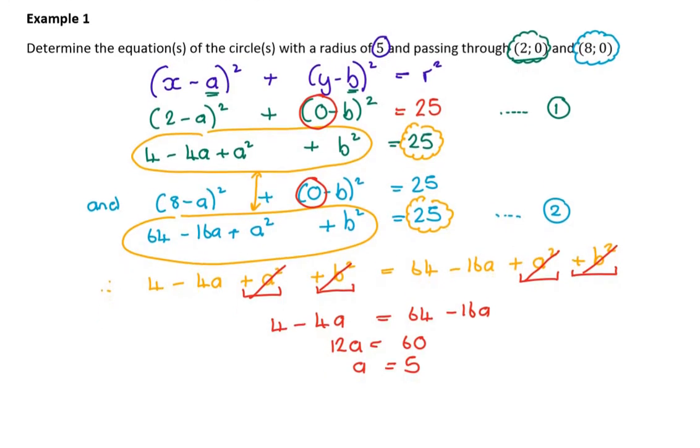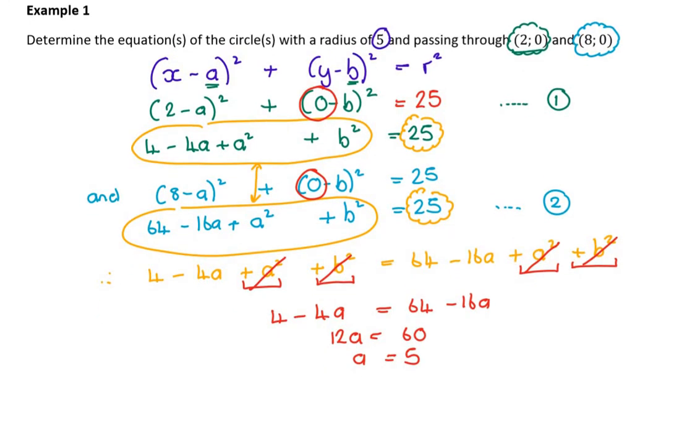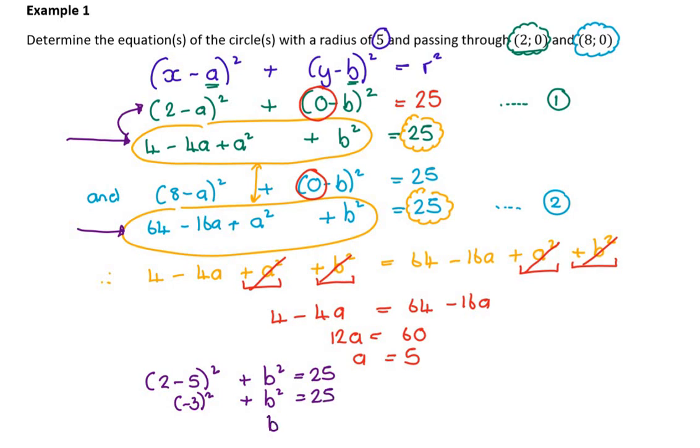Now that a is 5, I need to find b. In order to find b, I'm either going to go to this equation here and substitute an a, or this equation. It doesn't really matter. So I'm going to go to equation 1. Actually, I would prefer to go back to the original, simply because then I don't have to substitute in a too many times. So if I go back to the original, this is (2 − 5)² + b² = 25. Now, this will be (−3)², which is 9, plus b² = 25. So I'm going to get b² = 16.